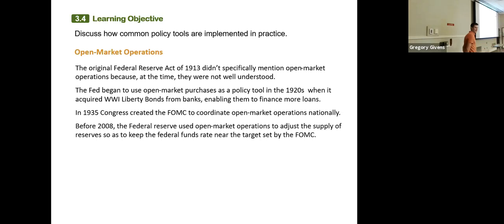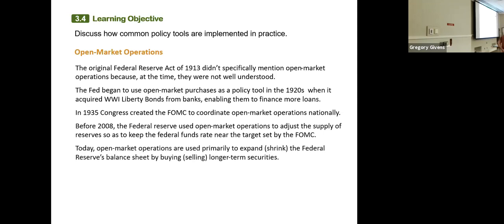Before 2008, or up to 2008, the Fed used these open market operations to adjust the supply of bank reserves so that it could target its federal funds rate, right? Now, of course, today, as we just got done talking, these open market operations aren't used as much. They're mainly used today to either expand or shrink the Fed's balance sheet separately from their interest rate policy, but they're still important, right? Okay, so that's kind of the history of open market operations that I think is pretty interesting.